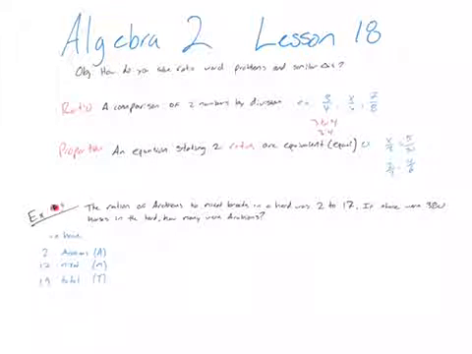This is example 18.1 from your book. You can read through their example or you can listen to mine. It says the ratio of Arabians to mixed breeds in a herd was 2 to 17. If there were 380 horses in the herd, how many were Arabians? So there's 2 Arabians for every 17 mixed breeds, which would mean a total of 19. I got the 19 by saying 2 plus 17 is 19.